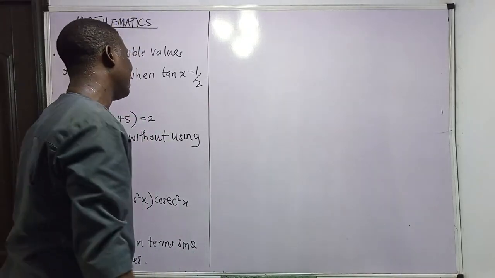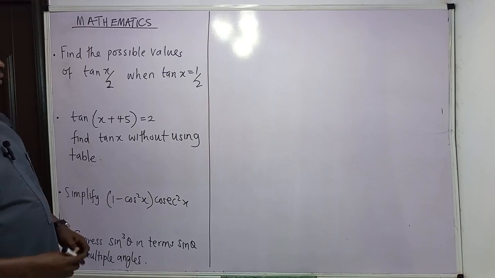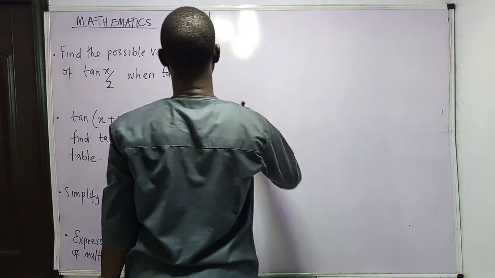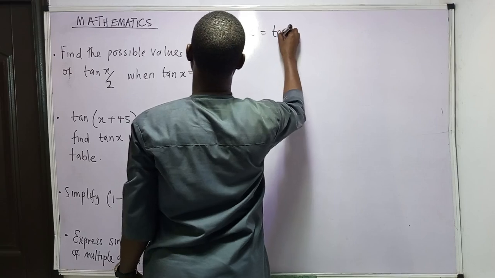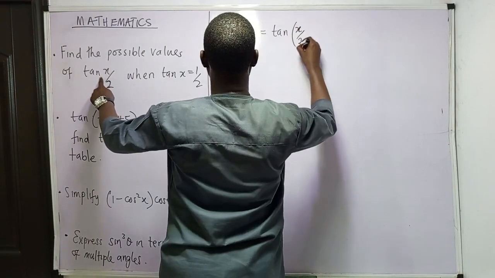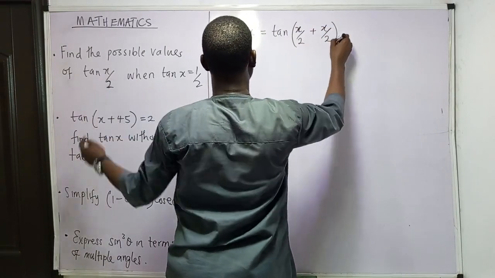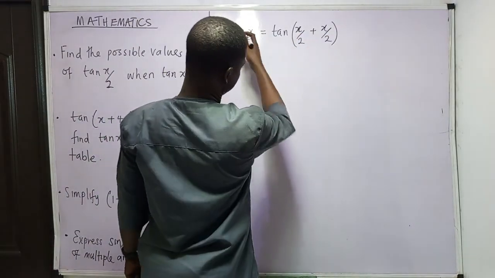Hello guys, we want to enter into another dimension of likely questions on trig functions and compound angles. Now let's see. Find the possible values of tan x over 2 when tan x is equal to 1 over 2. What we want to do is simply that we know tan x is the same thing as tan of x over 2 plus x over 2, because x over 2 plus x over 2 gives us x.